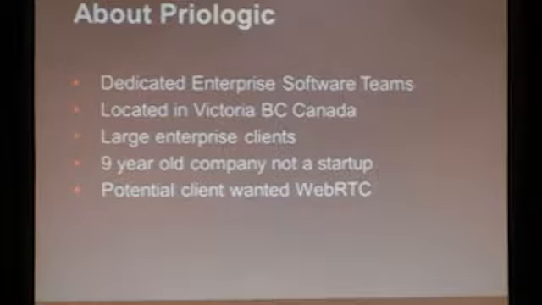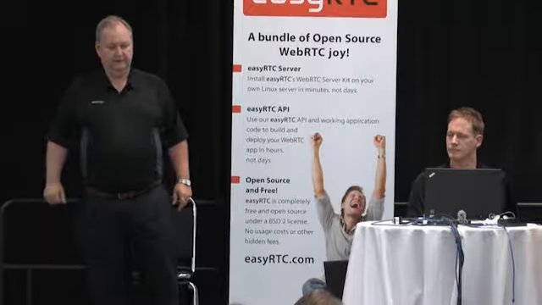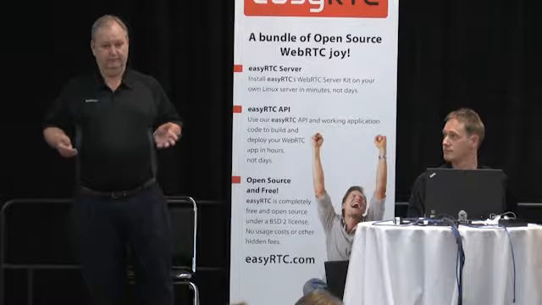Next slide. So just a little bit about Priologic. We're actually a services company. We provide dedicated enterprise software teams to large Fortune 500 type companies. We're located in Victoria, BC, Canada. We're a 9-year-old company, so we're not a startup. We're completely self-funded, and we had a potential client talk to us the other day about WebRTC, so we got immediately interested. We like new clients.